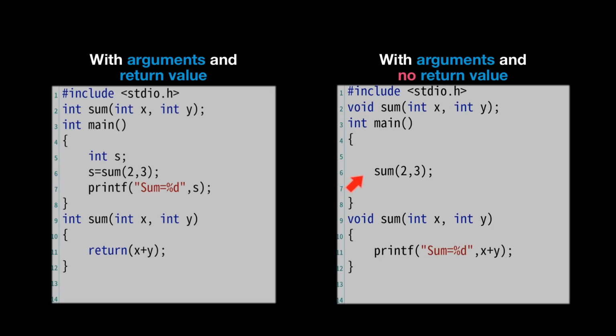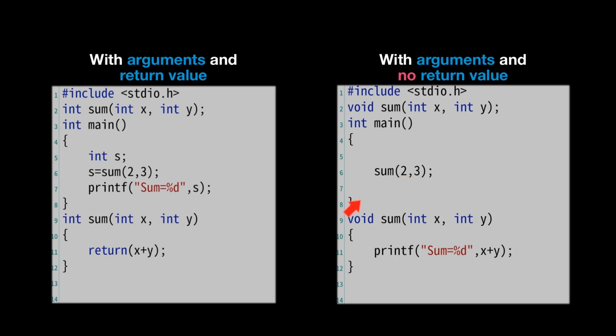First, line 6 will be executed, which is the function call. 2 will be passed to x and 3 will be sent to y. Then the execution continues within the function body. The printf statement will be executed and sum equal to 2 plus 3, 5 will be printed. Then the control transfers back to where the function is called.